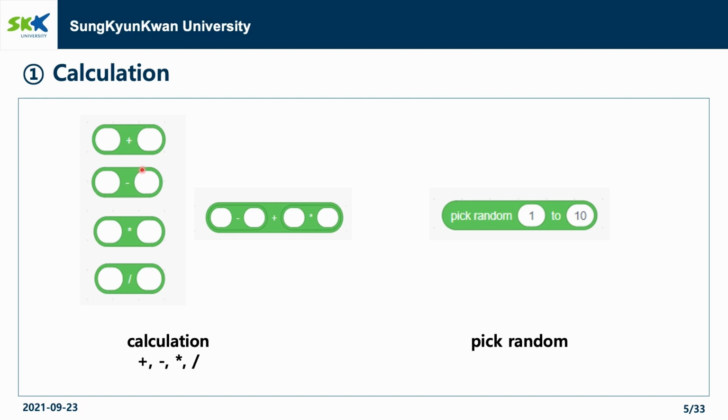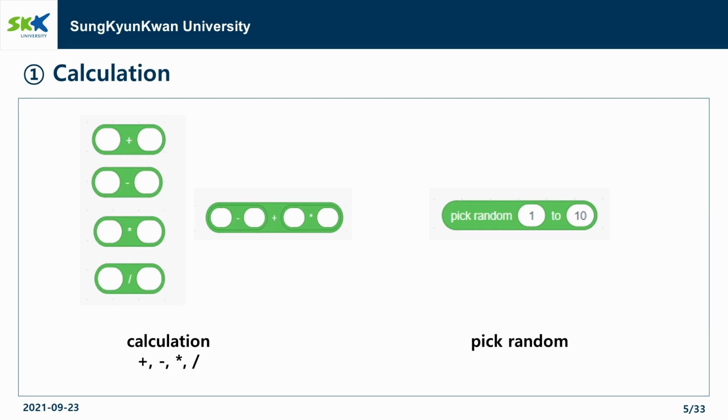But we may want to calculate three or more numbers, then what should we do? Like in this picture, we can add other blocks in the white spaces, and inside blocks have higher priority of calculation, so the subtraction is conducted in the left inside block and the multiplication in the right inside block. Both are conducted first, and then the addition is conducted for the two result values from the previous calculations.